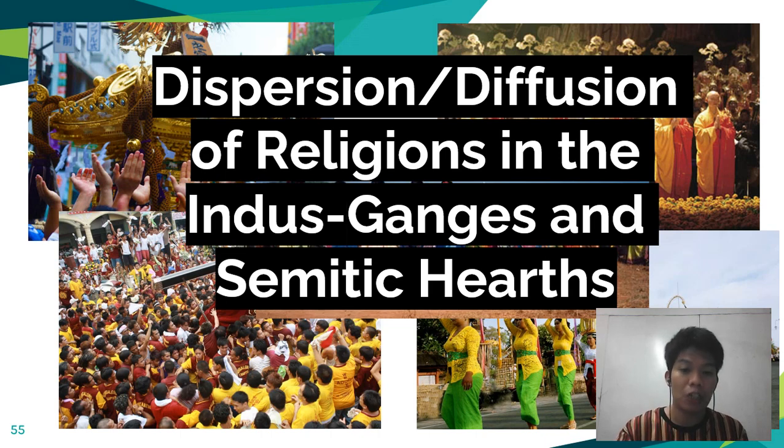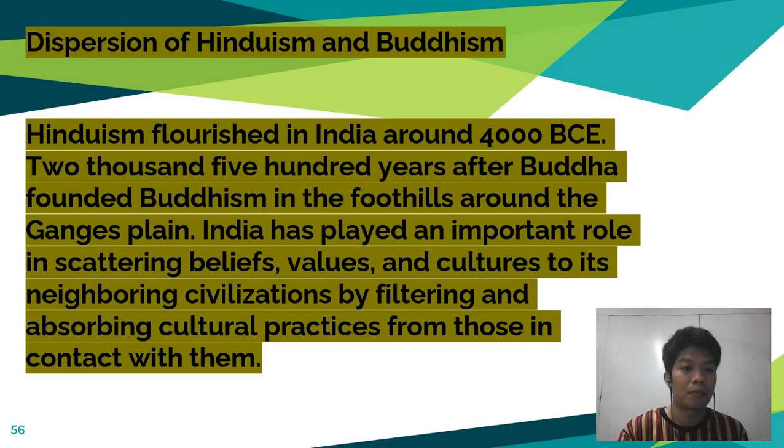Dispersion or diffusion of religions in the Indus-Ganges and Semitic hearths. Dispersion of Hinduism and Buddhism. Hinduism flourished in India around 4000 BCE, 2,500 years before Buddha founded Buddhism in the foothills around the Ganges Plain. India has played an important role in scattering beliefs, values, and cultures to its neighboring civilizations by filtering and absorbing cultural practices from those in contact with them. So, Hinduism and Buddhism originated from India, and from there they spread out to other regions, nearby places, or countries.